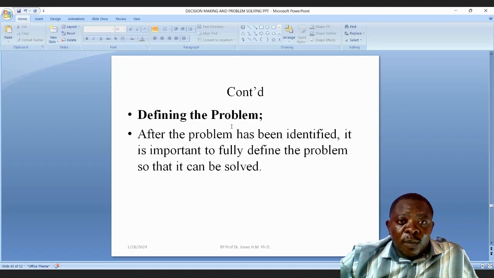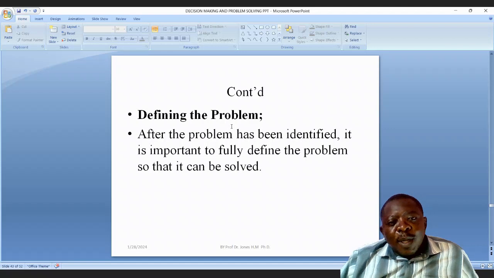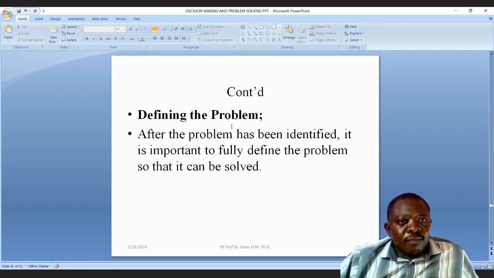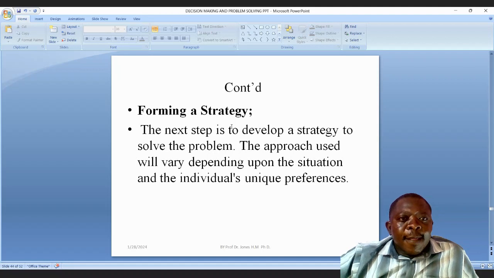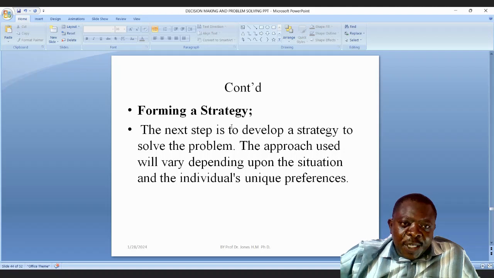So from identifying the problem, then you define the problem. After the problem has been identified, it is important to fully define the problem so that it can be solved. So this is the second step in problem solving. Then the third step is forming a strategy. The next step is to develop a strategy to solve the problem. The approach used will vary depending upon the situation and the individual's unique preference.